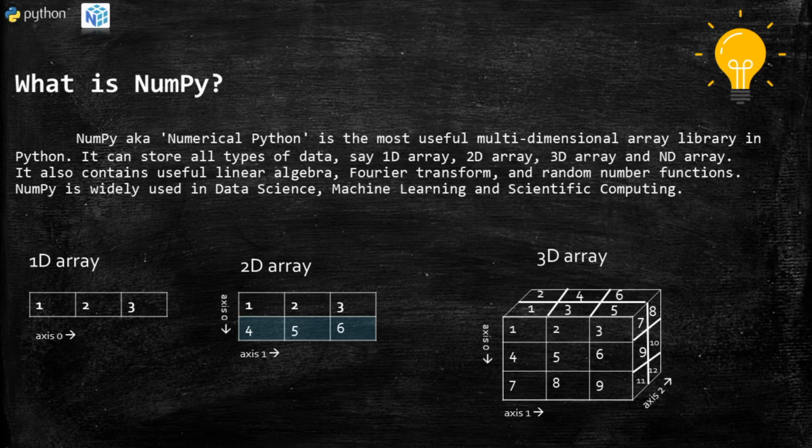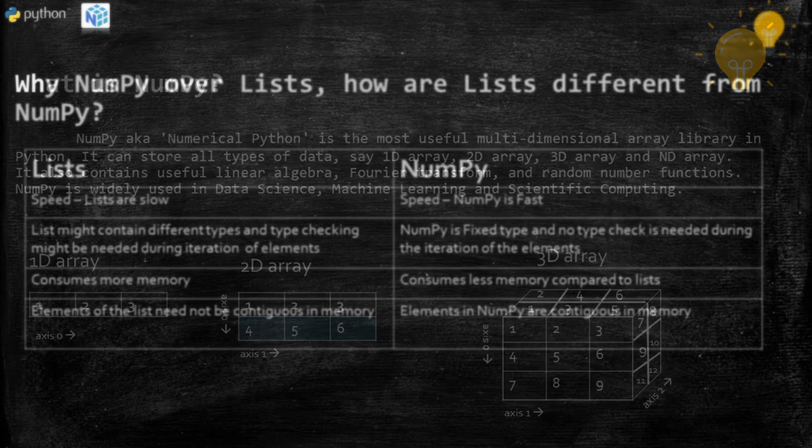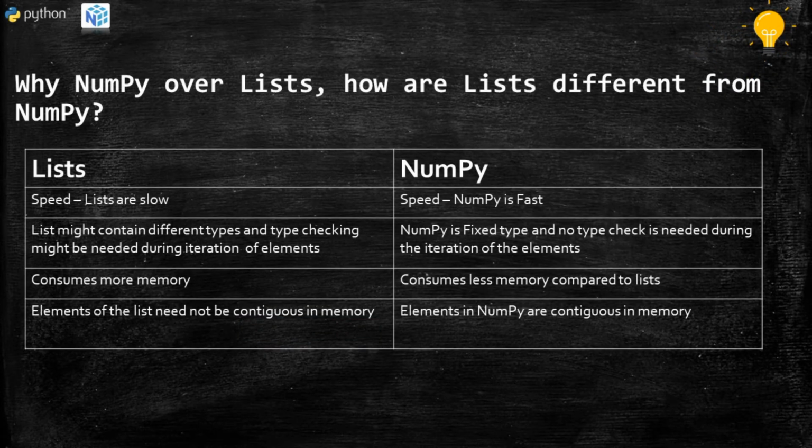So let us discuss why we prefer NumPy over list. How are lists different from NumPy? If we go by the comparison of NumPy versus list, NumPy is the winner and it is much faster and uses less memory. Here are a few differences between NumPy and list. The first factor is speed. NumPy is faster than lists. Coming to memory usage, NumPy uses less memory and list uses a bit more memory. The other factor is contiguous memory. Elements in NumPy are contiguous in memory, whereas that need not be the case with list.